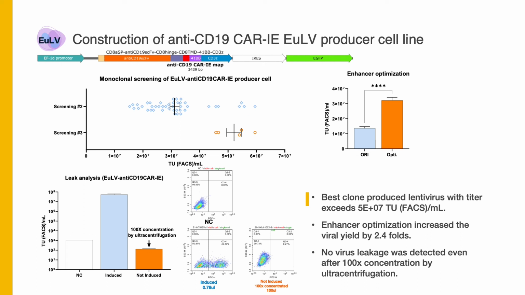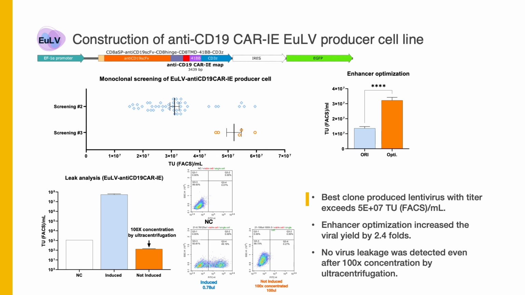And let's see the figure at the right. It is our enhancer optimization. It increased the titer by 2.4 times. We found that different producer cell lines with different GOI respond slightly differently to the enhancers. So it is very worthy to re-optimize the use of the enhancer for different projects.